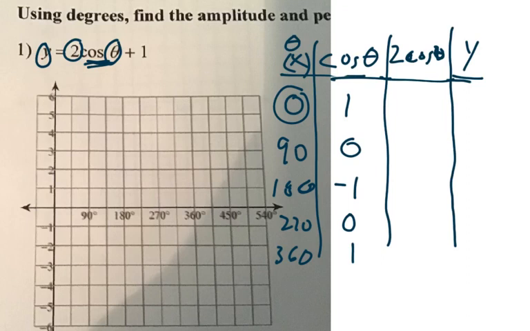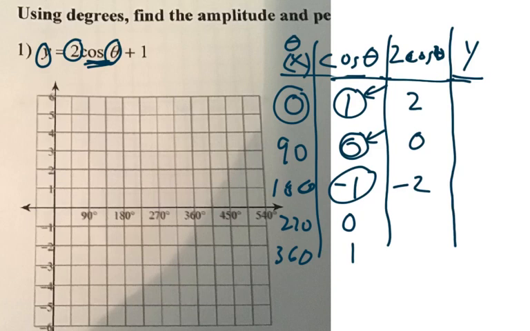But anyways, 2 cosine theta literally means we're just going to times these by 2. So 2 times 1 is 2. 2 times 0 is 0. 2 times -1 is -2. 2 times 0 is 0, not 2. 2 times 1 is 2. Finally, to get the y, remember, there's also a plus 1. So we're going to take this 2 cosine theta and add 1 to it.